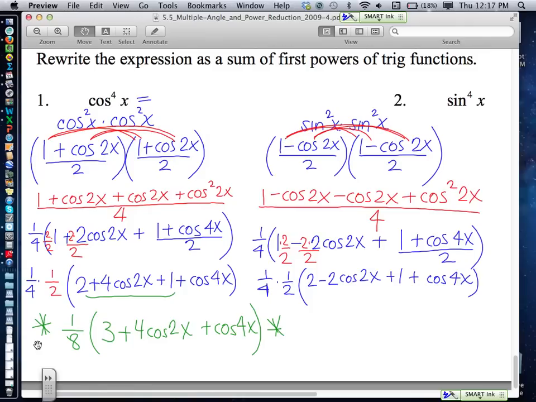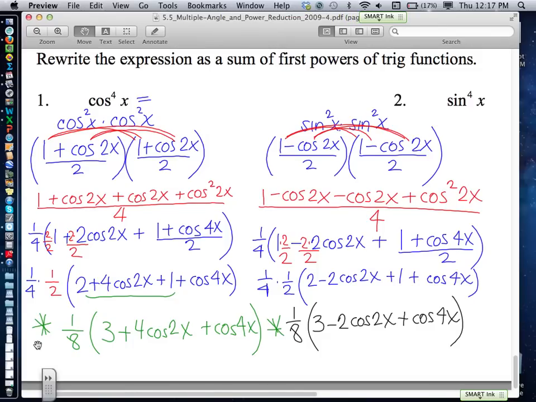And then finally, what superhero shall we use now? Which one? Batman? Okay, Batman would be black, of course. All right. So we have 1/4 times 1/2 is 1/8. And then we have to add the 2 and the 1 to get 3 minus 2 cosine 2x plus cosine 4x. All right. So, questions?